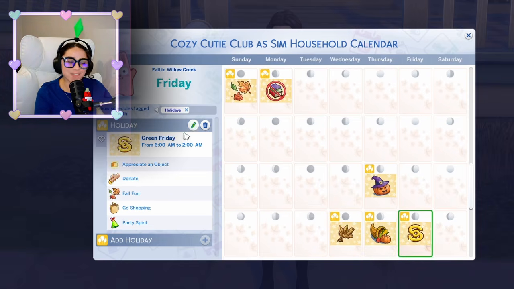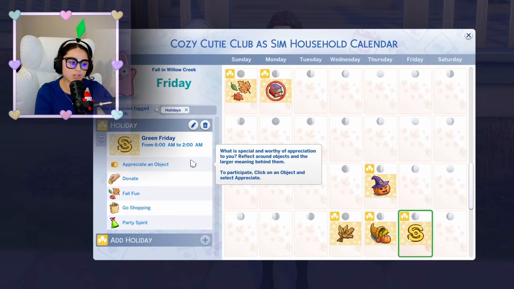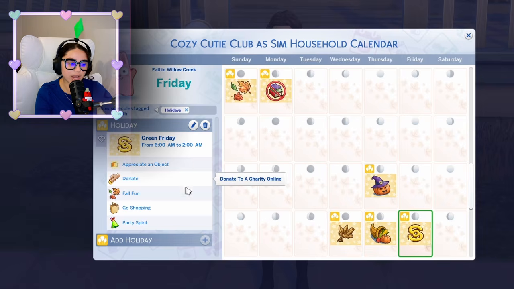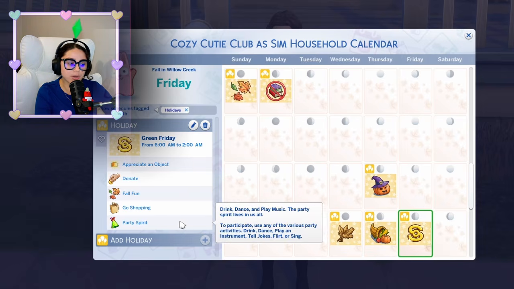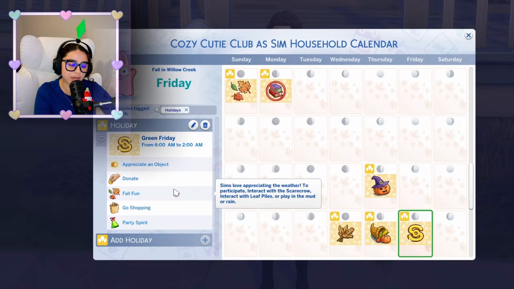And then we have Green Friday. So this is supposed to mimic Black Friday that we have in the US, where everybody goes crazy shopping and getting discounts. I thought it would be fun to have something like that in The Sims. It's not necessarily exactly the same. I tried to do my best. So the traditions are appreciate an object, donate, fall fun, go shopping, and party spirit. I feel like fall fun makes sense here because not all of your Sims are going to want to go shopping on this day. Some people are just going to treat it as a day off. So I included that in here.